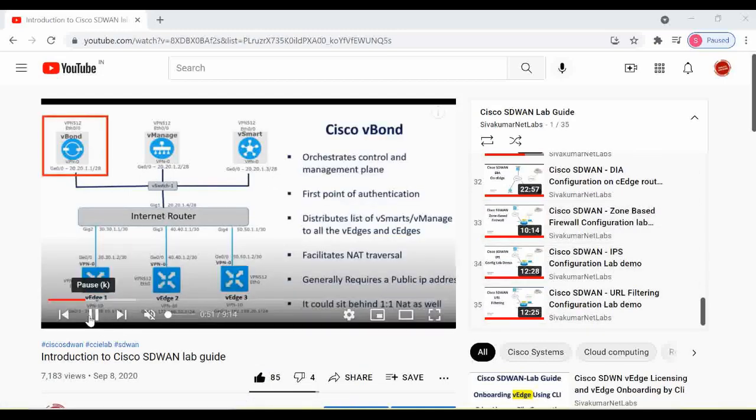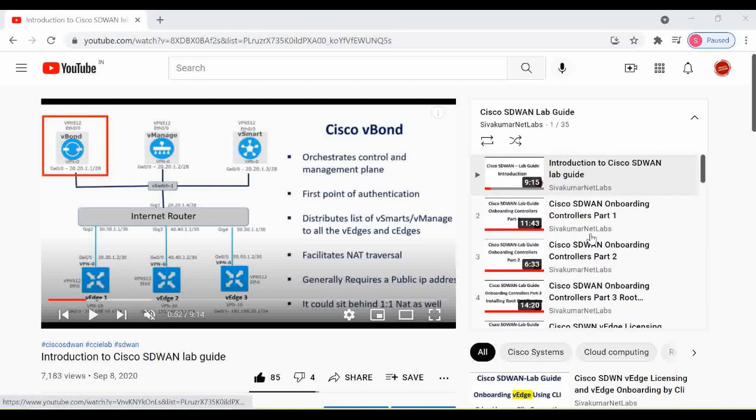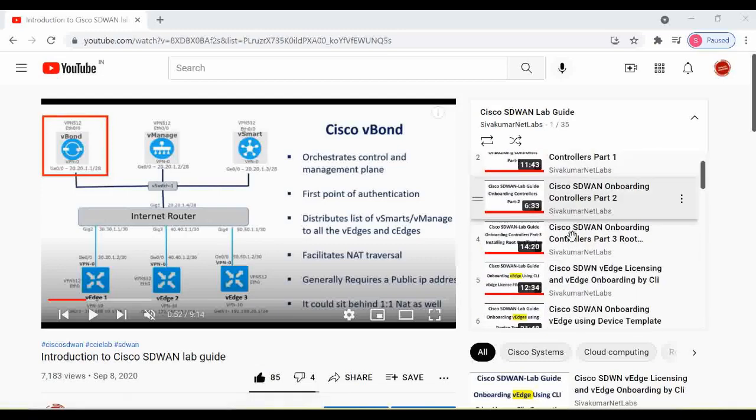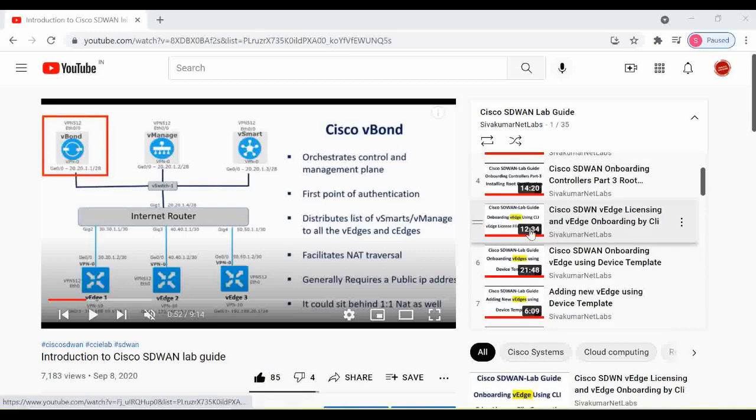So in this lab, I have used VMware ESXi server to build all these vBond, vManage, vSmart, and all the vEdges and cEdges. So if you are doing the lab setup about Cisco SD-WAN for the first time, these videos will be definitely helpful because I had explained about setting up the controllers, how to install the root certificate, and how to install the license and onboard the branches.